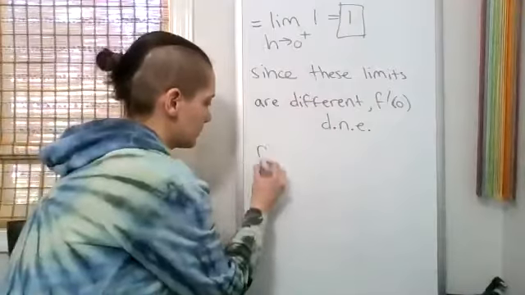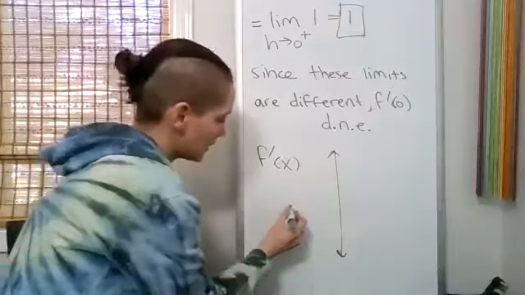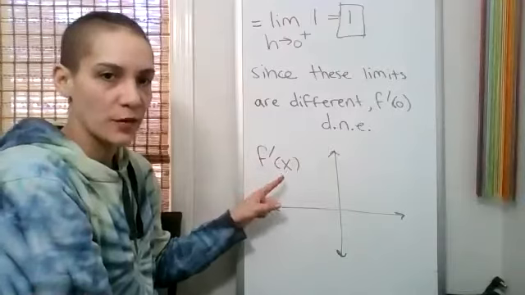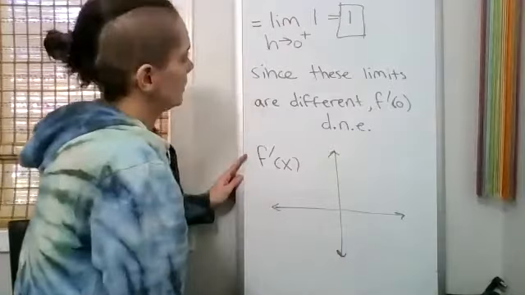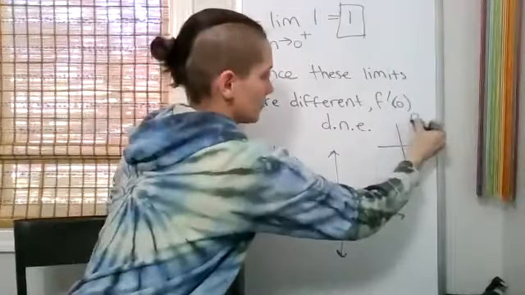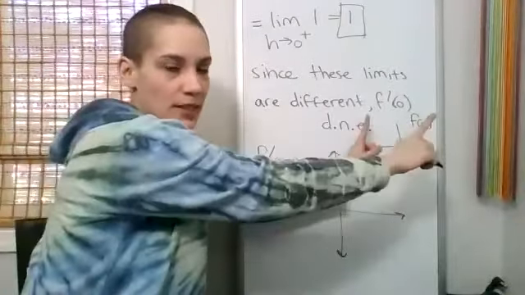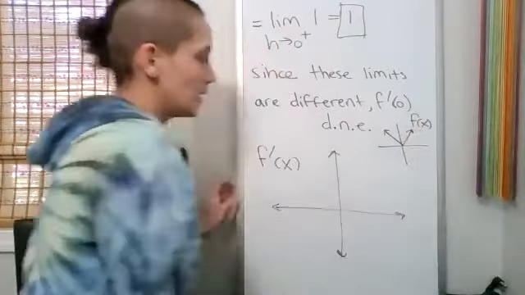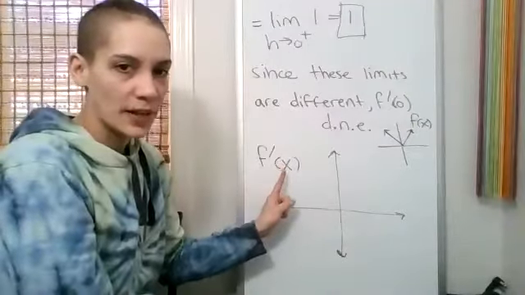All right, last thing I want to say about this is to quickly draw the graph of f prime of x. And let's use a little side sketch. Okay, so here's the original function, which was the absolute value of x. F prime of x is the slope of the tangent line at some value x.